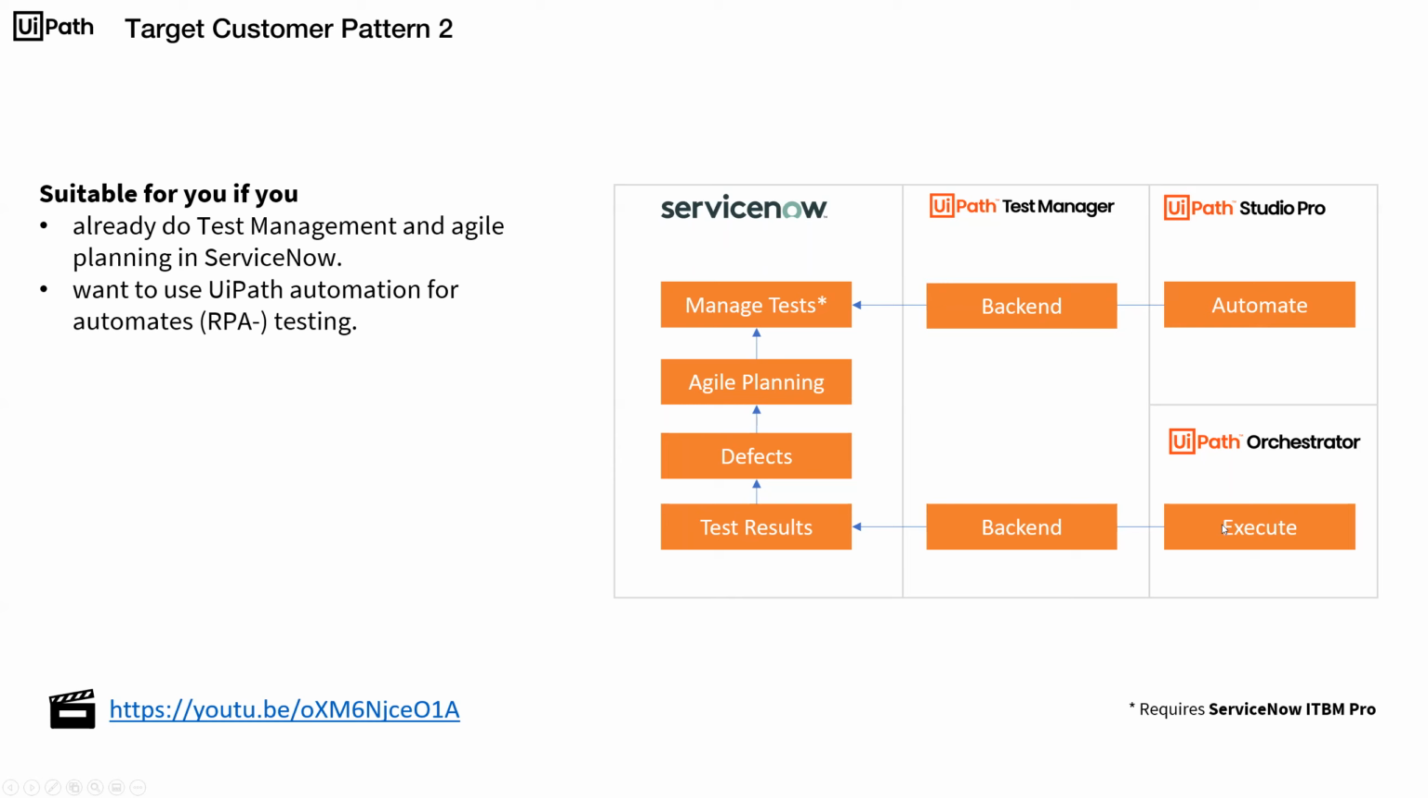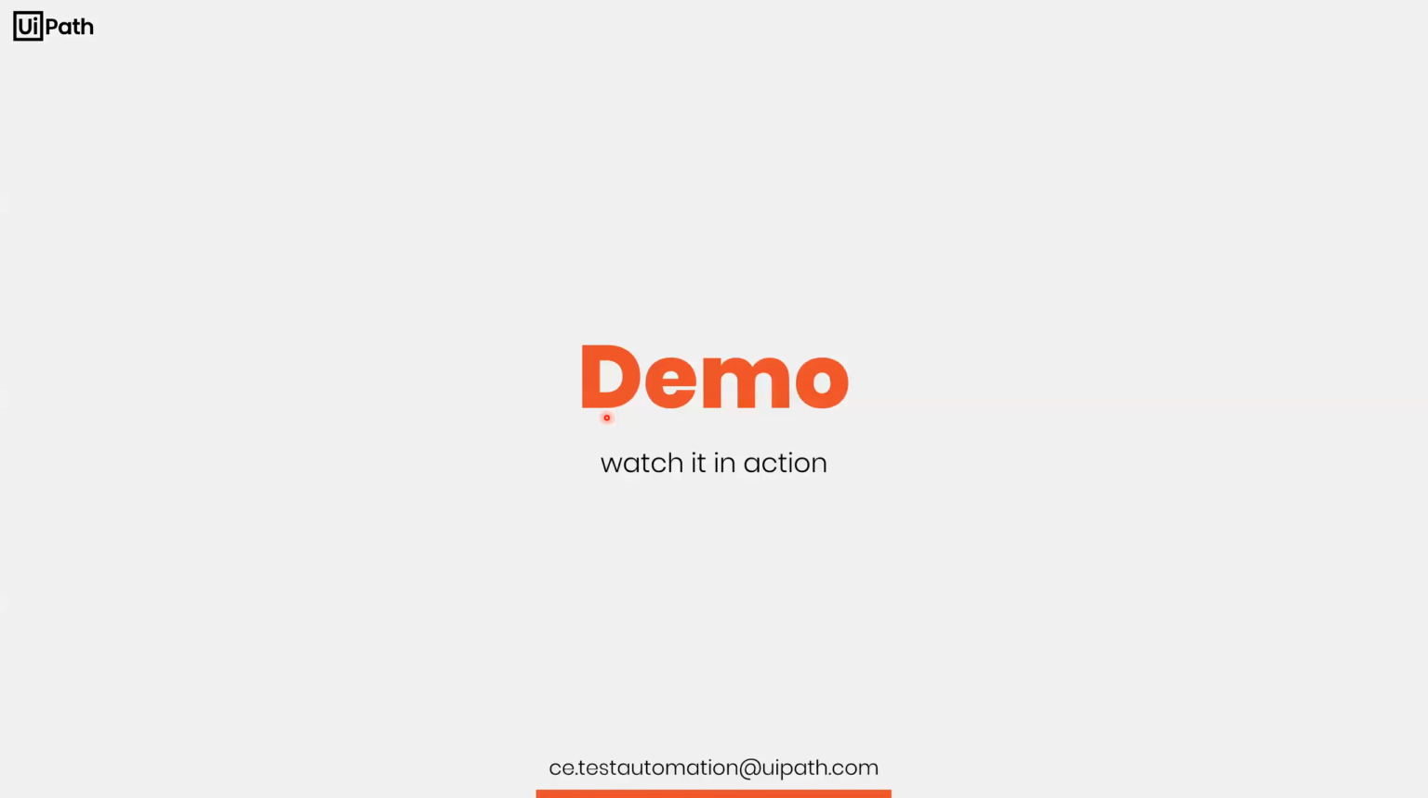A similar thing is going to happen if you execute tests in Orchestrator. The moment you have assigned an automation to a test in ServiceNow, all the results produced through Orchestrator will show up in ServiceNow and will be assigned to that test in ServiceNow. I'm going to show you in a second. So this is the right solution for you if you already have test management from ServiceNow in place to manage your testing. So let me show you how this works.